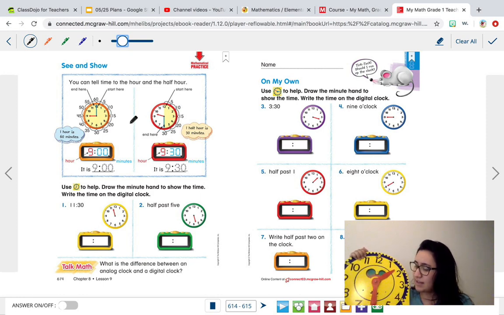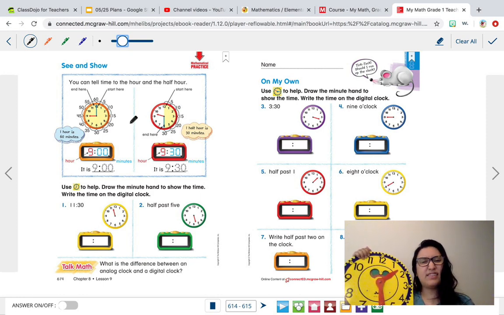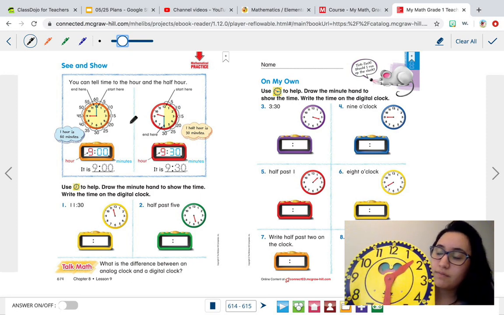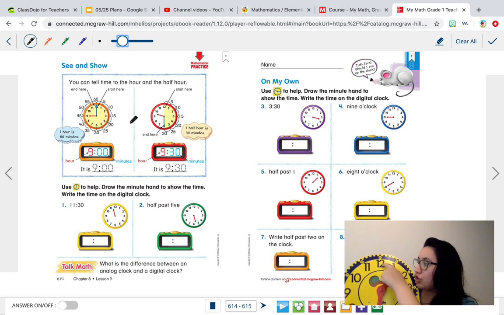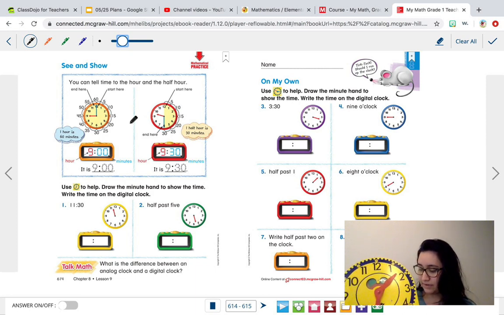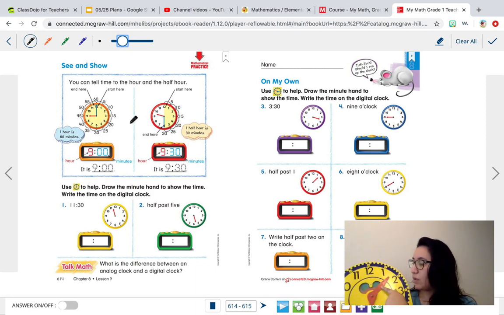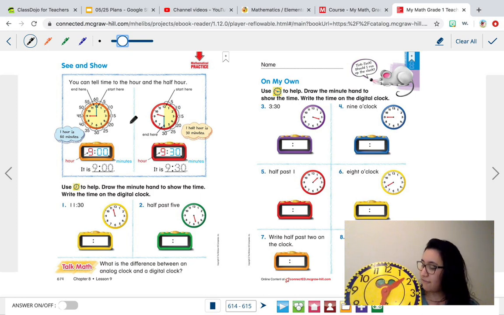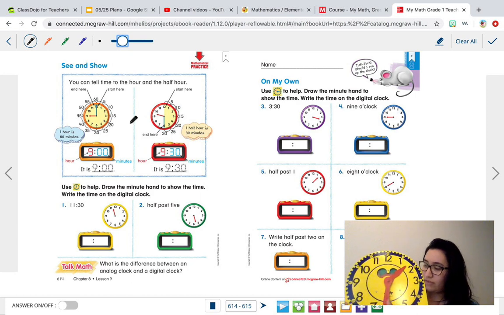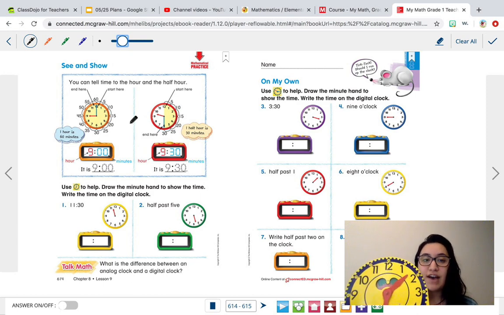But how do I know that this is at 30 just because it's at the 6? Well, when you're looking at the minute hand, you're counting by 5s, if you didn't know. So when it's on the hour, it's okay to say, oh yeah, this is 12, this is 1, this is 2, 3, 4, 5, 6, 7, 8, 9, 10, 11, 12. But when you're looking at the minute hand, so our big hand, every time it lands on one of these numbers, we're going by 5.